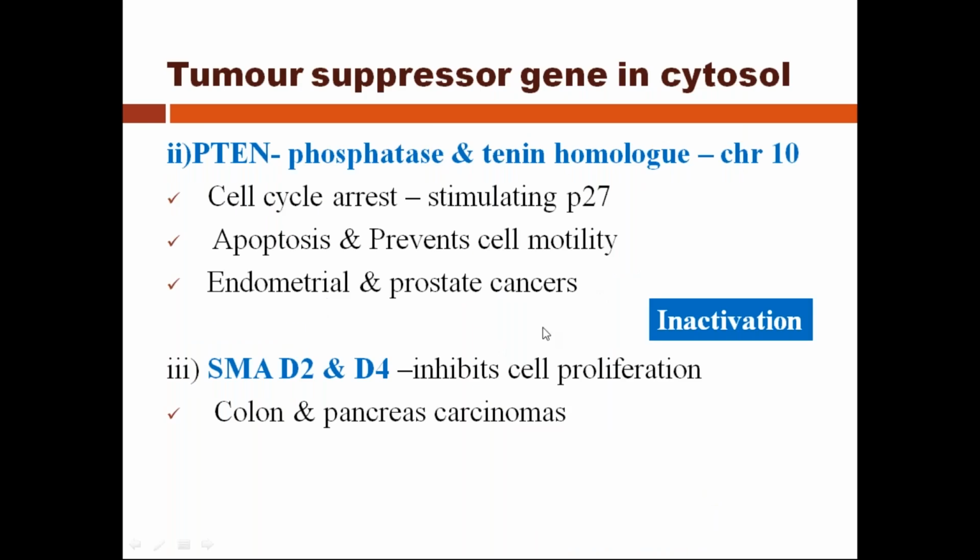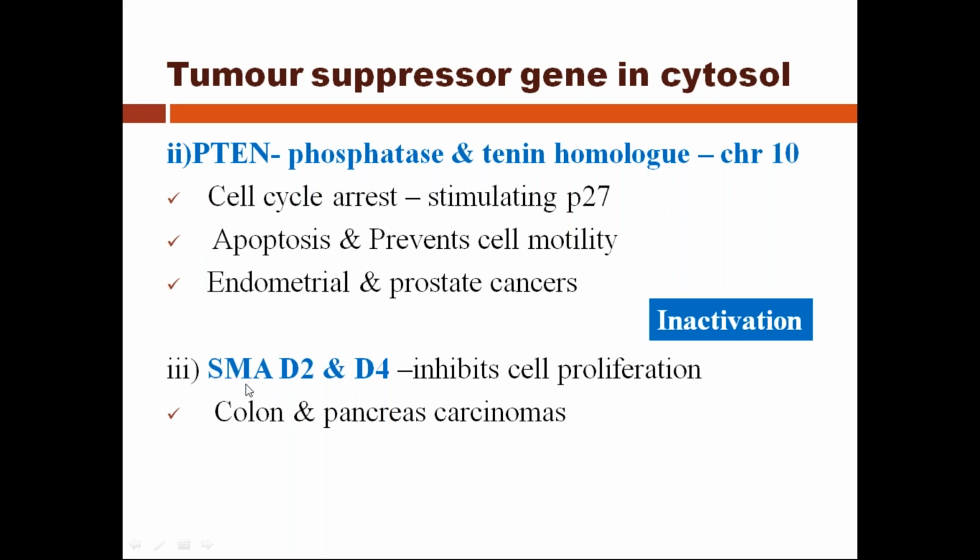The other tumor suppressor genes present in the cytoplasm include the PTEN gene. The full form is not required. Its normal function is that it causes cell cycle arrest by stimulating P27. It belongs to the CIP and KIP pathway. It also activates apoptosis and prevents cell motility. All these functions are lost once it gets inactivated. It is seen in endometrial cancers and prostate cancers.